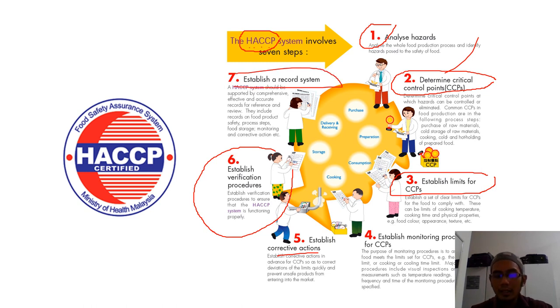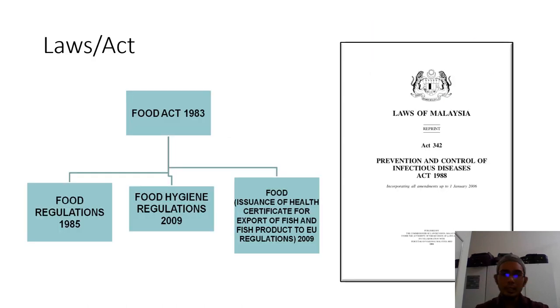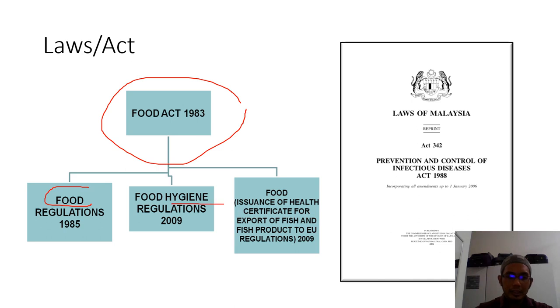Okay, so in anything related to food and waterborne diseases, HACCP is very important because it is related to food safety. Okay, what are the laws and acts? This is very brief. I don't expect you to remember the points one by one, but the concept is that food and waterborne disease falls under the Food Act 1983. Under the food health, we have the food regulation, the hygiene regulation, and we also have the food regulation in terms of import and export.